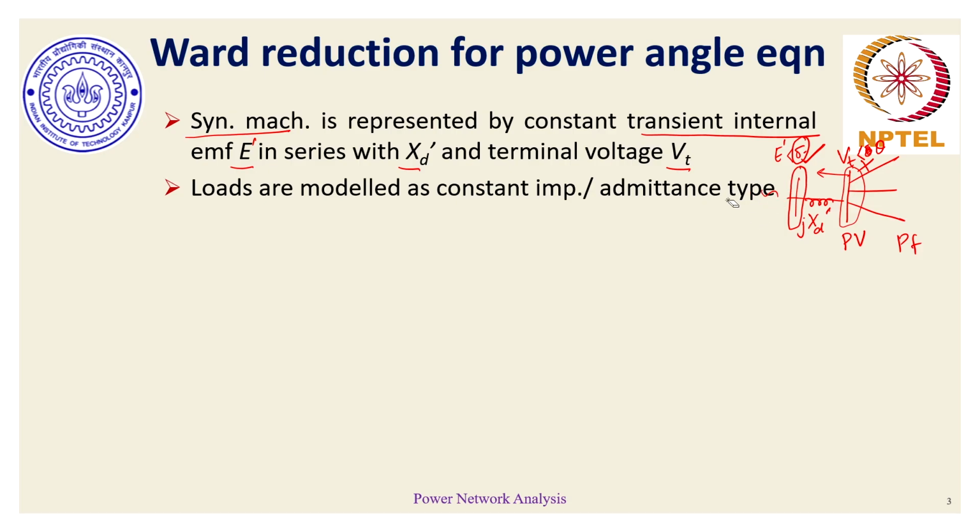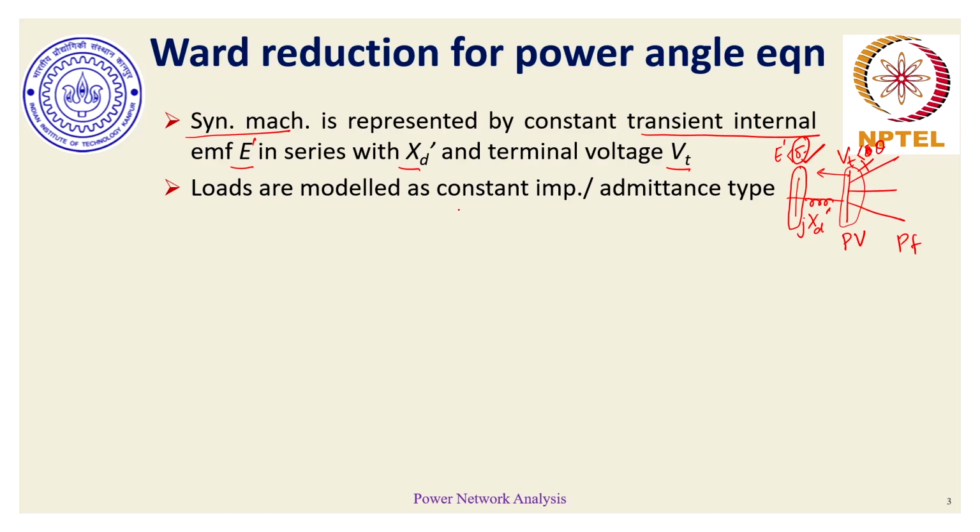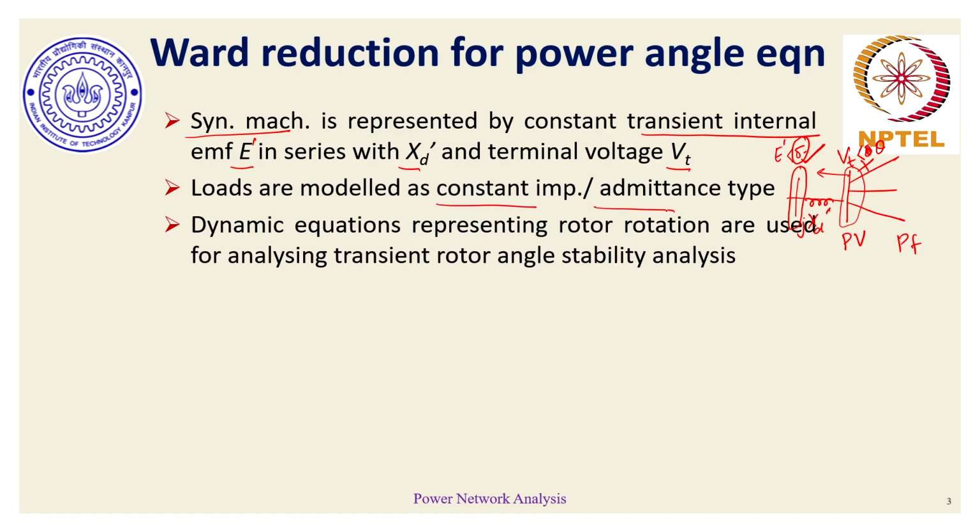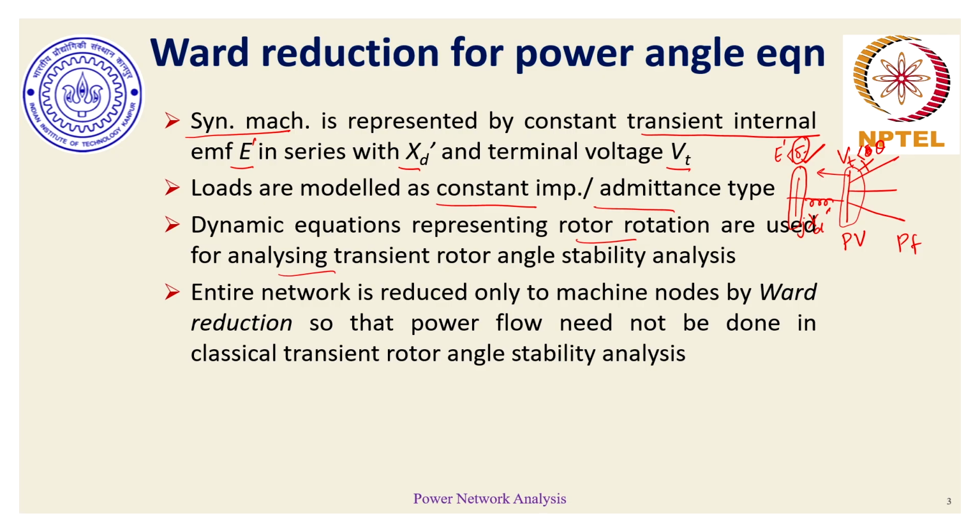In conventional transient rotor angle stability analysis, the assumption we consider is that load dynamics are completely absent. We represent all our loads as constant admittance or impedance type loads. Dynamic equations representing rotor rotation are the only ones used for analyzing transient rotor angle stability. And in order to minimize the effort involved in doing exclusive power flow, because without power flow we won't be able to get the phase or terminal information, and once we don't know the terminal information, it is not possible to directly get the internal EMF, having known the corresponding current injection from the generators into the different buses.